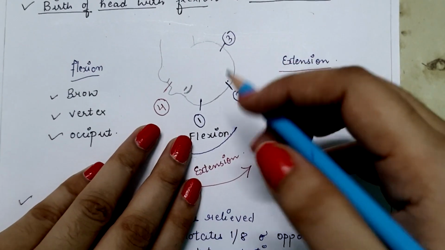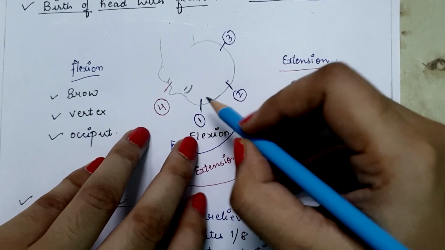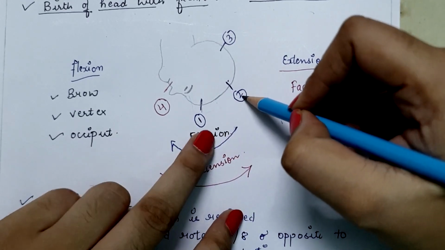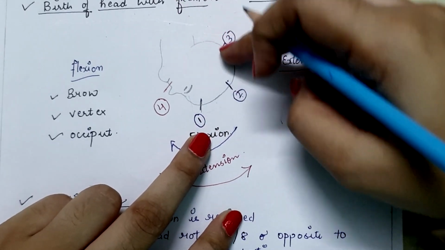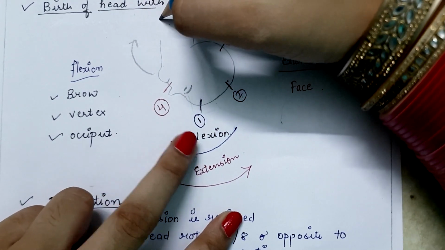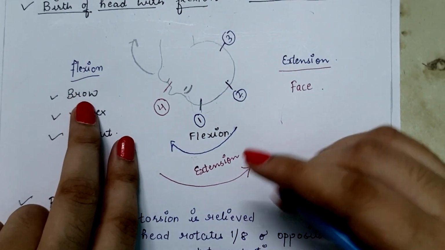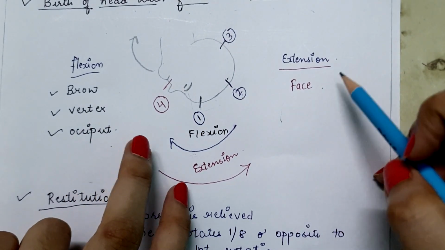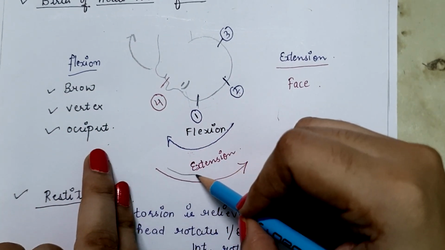How? First of all, the brow will be born, that is the forehead will be born, then the vertex will be born, and afterwards the occiput. So when it is born, the chin moves towards the chest of the fetus. So that is known as flexion. First of all brow, then vertex, and then occiput, and at last the face will be born with the extension, when the chin moves away from the chest.